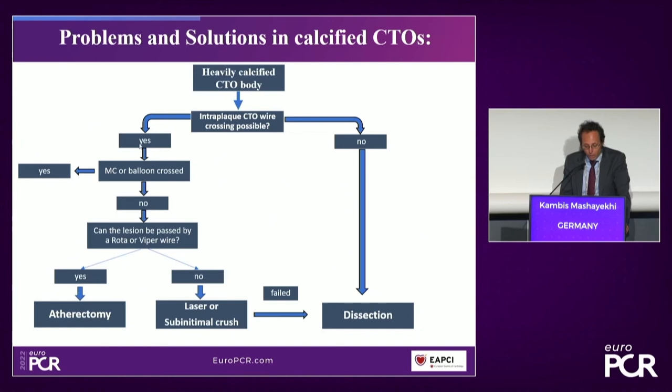But if your wire went down, but your microcatheter cannot follow and the balloon cannot cross, it's exactly what I asked Gabriele. It's an uncrossable lesion. And this is the answer he gave me. When you have this scenario, the question is, can the lesion be passed by a rotor or even nowadays wiper wire for atherectomy? And if this is possible, you can go for atherectomy. But if not, so you still have only the wire in place, you could go in fibrocalcific lesions with a laser, or you can just leave the wire there and do an external crush, subintimal external crush. And if this fails, well, you have to go to dissect the vessel again.